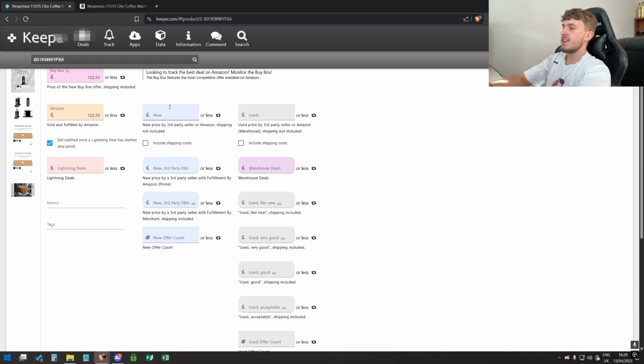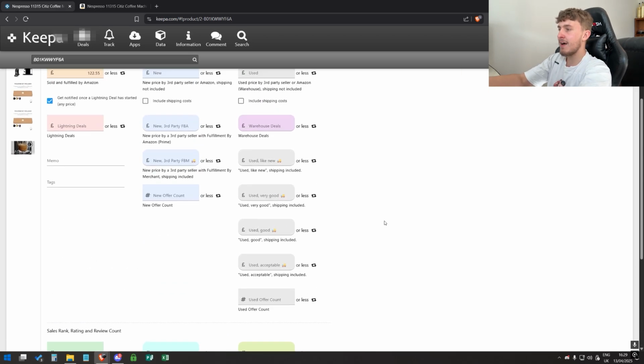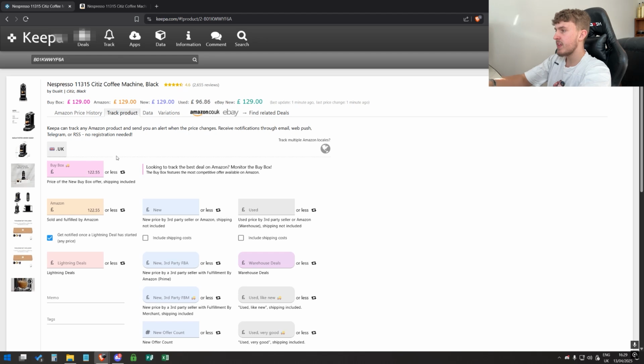And then from here, you can set up all of these different filters. You can get it to notify you based on sales rank, rating, review count, even used offers and stuff like that, which can be really, really interesting. But generally, we just want to be messing with these first couple. So we've got the buy box price and the Amazon price. So for Amazon to Amazon deals, you obviously want to be setting up with the Amazon price. For the buy box though, we could just use the regular buy box if we're doing OA, where we would just want a notification whether it's at a high price, even if Amazon aren't on the listing.